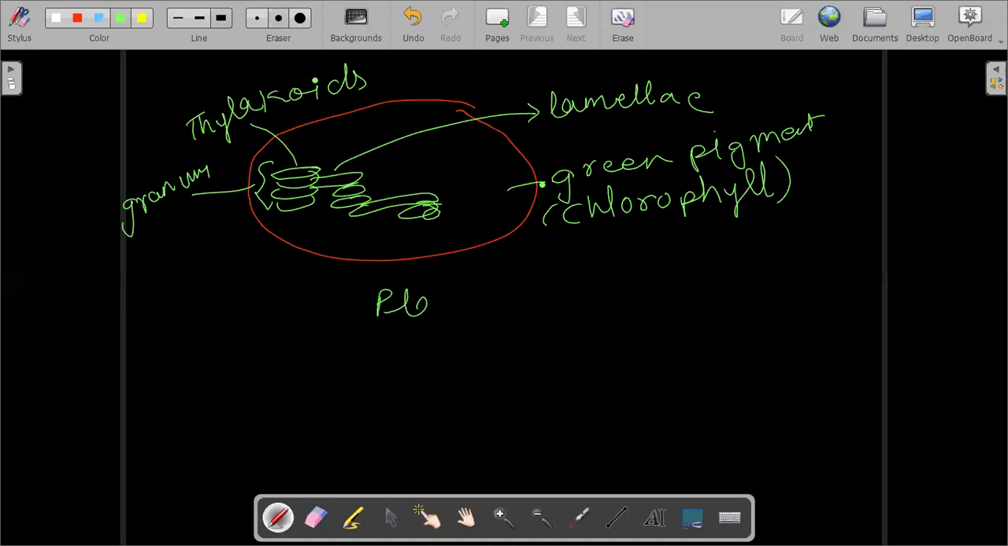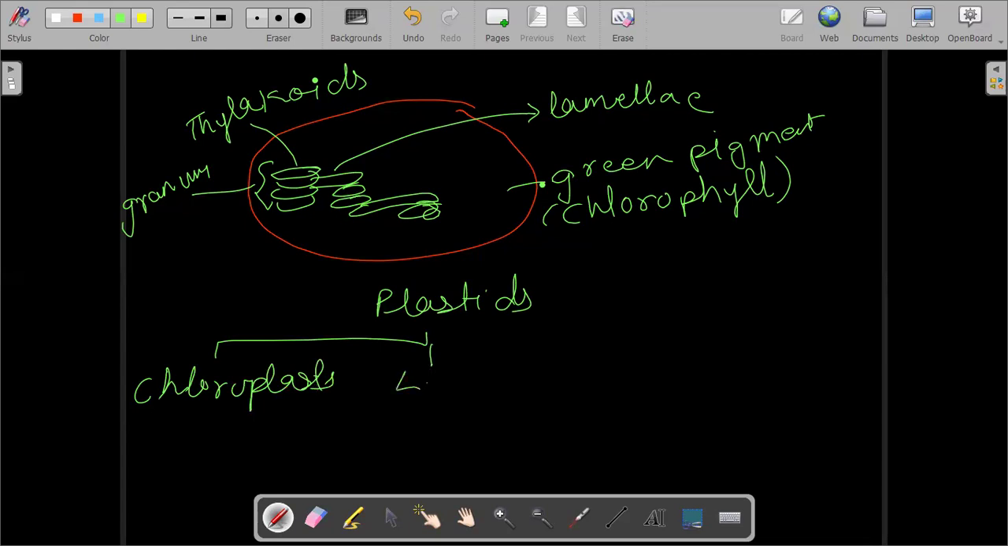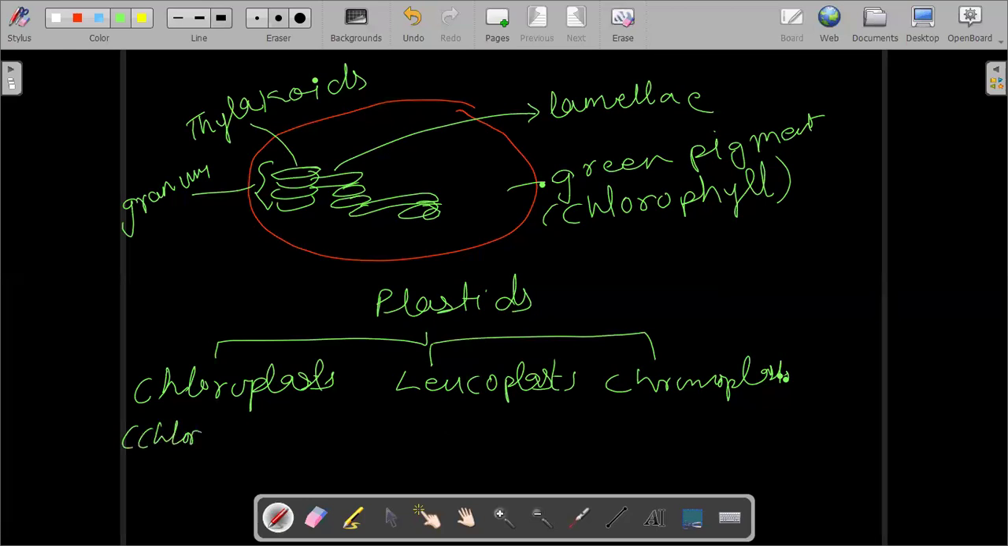These plastids are classified into three categories: chloroplasts, leucoplasts, and chromoplasts. So there are three types of plastids. Chloroplasts store chlorophyll. The leucoplasts store starch, whereas the chromoplasts are of other colors, colors other than green. That is all the plastids.